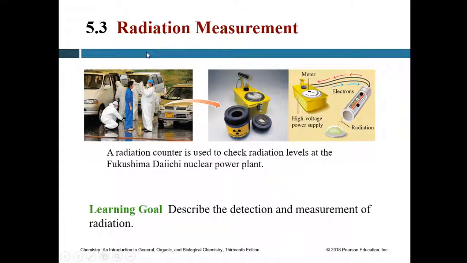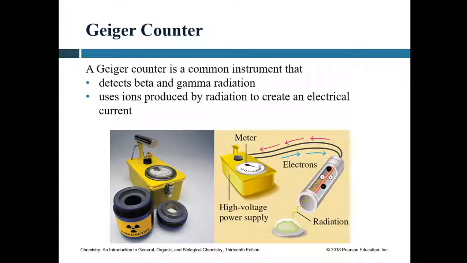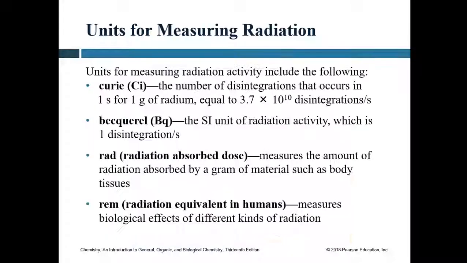5.3 Radiation Measurement. The learning goal is to describe the detection and measurement of radiation. You guys have probably heard of a Geiger counter, and you've watched some show that, as they get closer and closer to the source of the radiation, the gamma radiation, it starts going beep, beep, beep, beep, beep, really loudly, or at least that's how they show it on TV. It uses ions produced by radiation to create an electrical current.